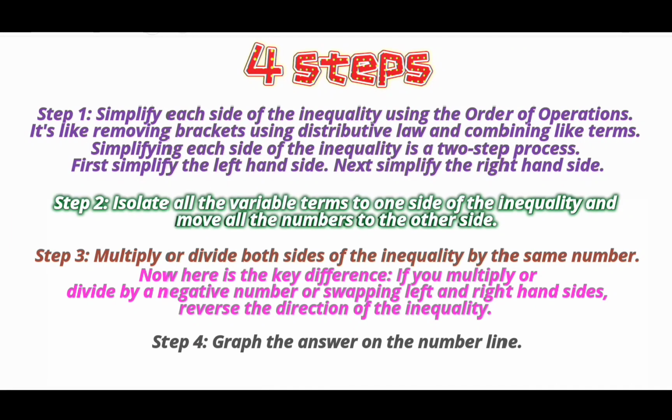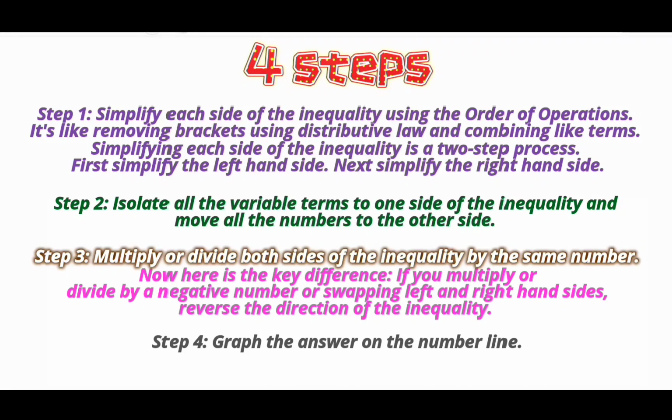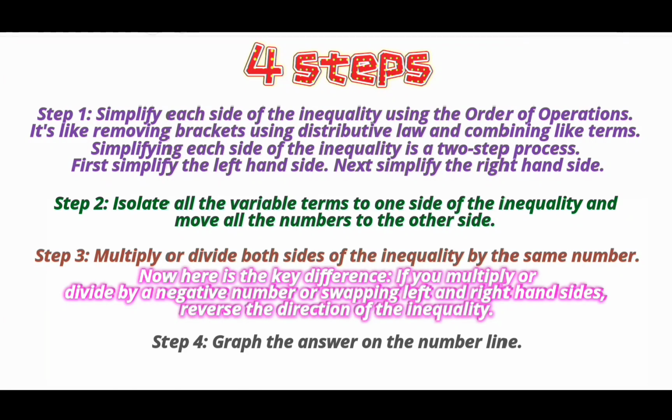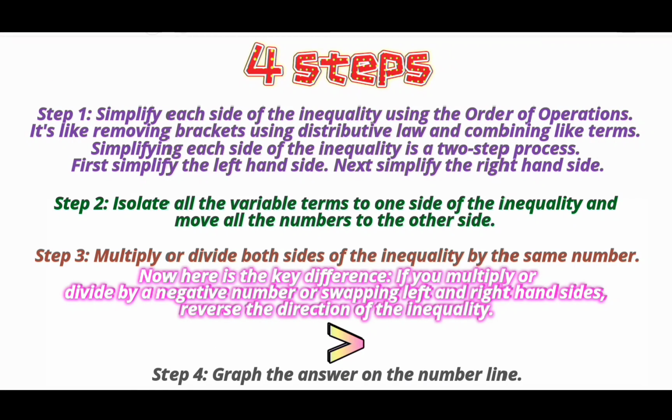Step 2. Isolate all the variable terms to one side of the inequality and move all the numbers to the other side. Step 3. Multiply or divide both sides of the inequality by the same number. Now here is the key difference. If you multiply or divide by a negative number, or swap left and right hand sides, reverse the direction of the inequality. Less than becomes greater than, less than or equal to becomes greater than or equal to, and greater than or equal to becomes less than or equal to.